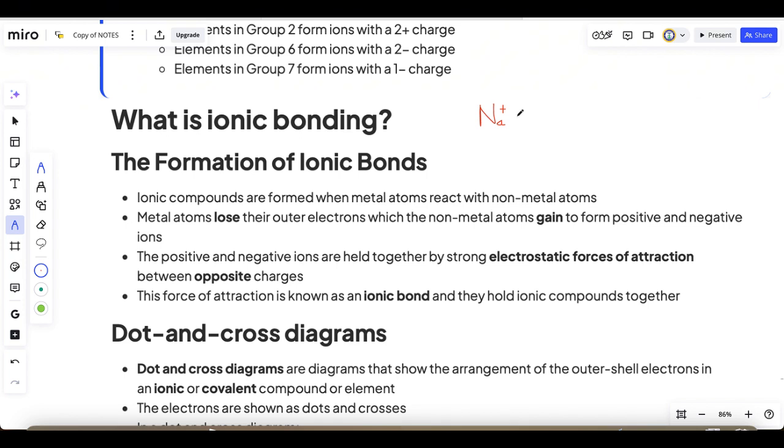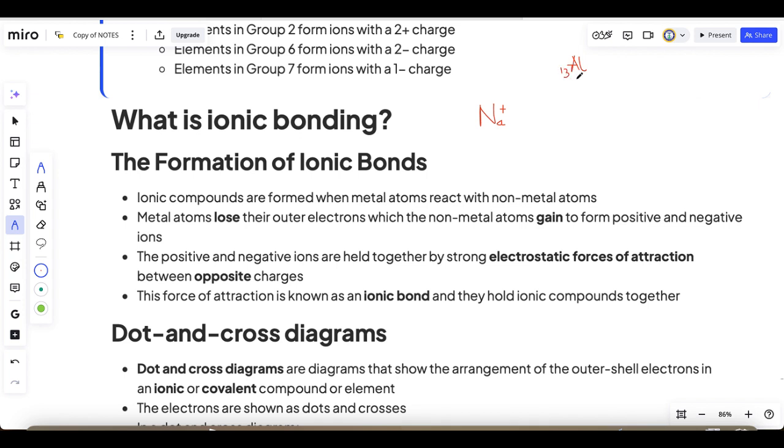If you lose 3 electrons like aluminium, you're going to be in group 3. Why is aluminium losing 3 electrons? Because the atomic number is 13. Aluminium, the atomic number is 13. You must know the first 20 elements in the periodic table in your heart. You must know them in your mind, okay?